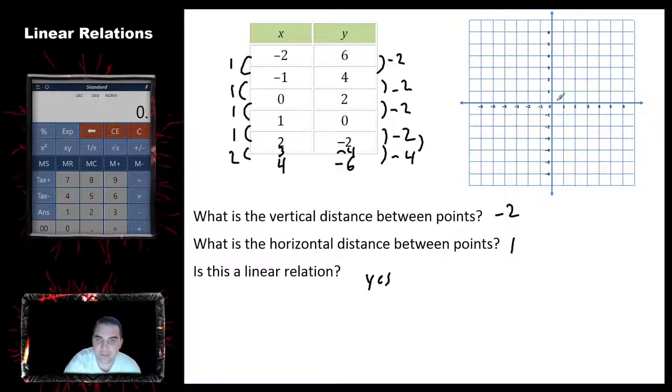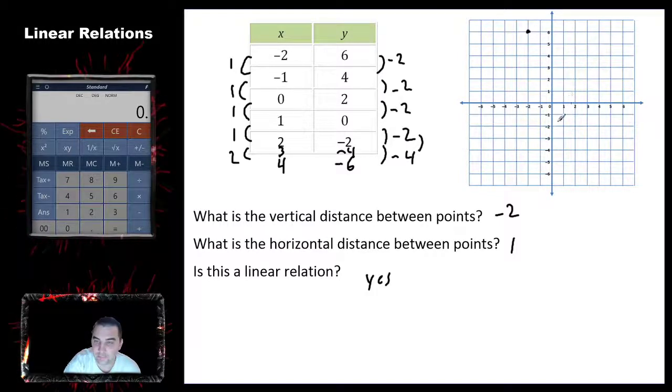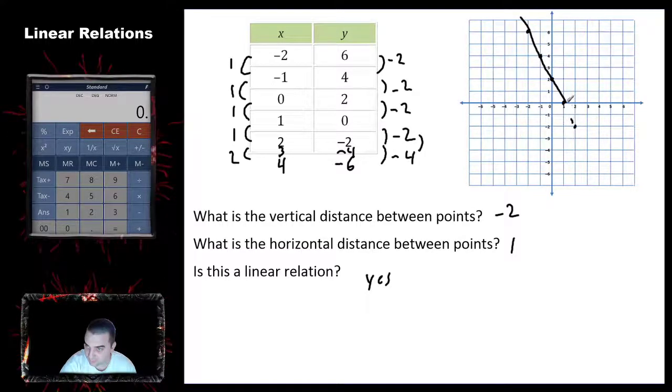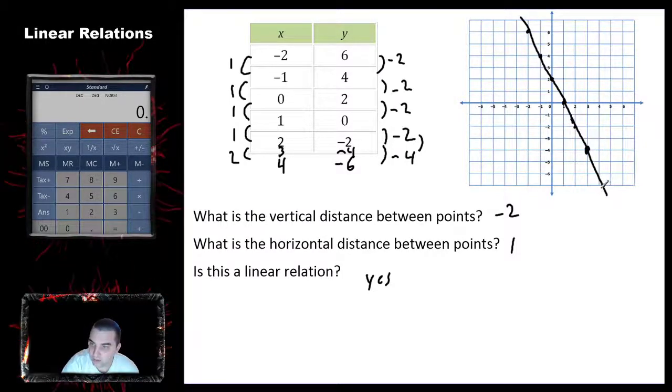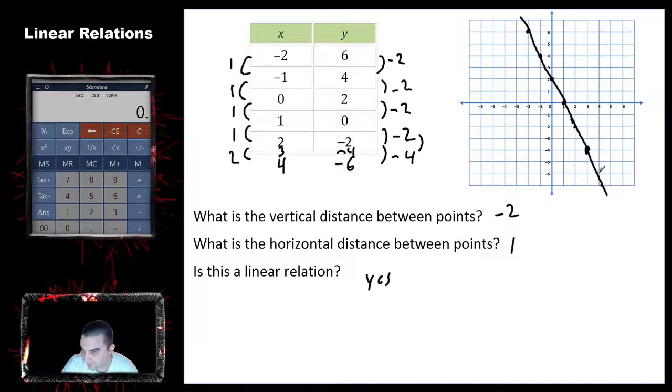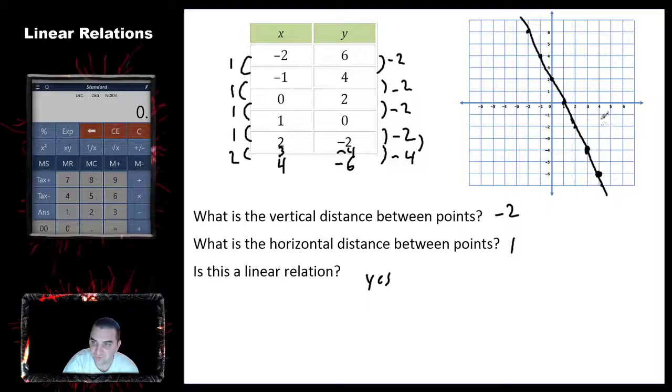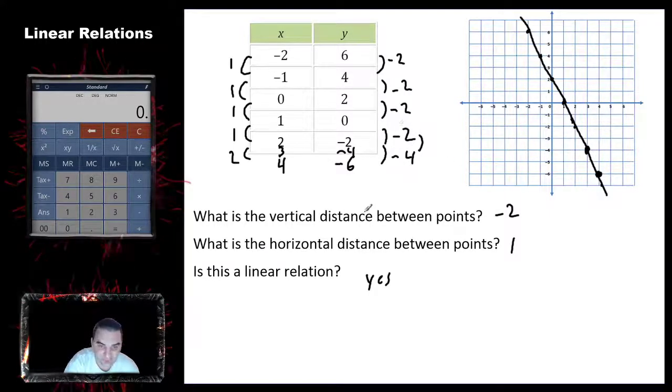So let's try graphing. Minus 2 and 6. So minus 2 and 6 is right here. And then minus 1 and 4. We have 0 and 2. We have 1 and 0. And minus 2. Okay? So we have this line that goes straight through these points. Hopefully my writing is a little easier to read this time. Okay. So we would expect a point here, and we would have expected a point, I guess, right here. Okay, and that would be 3 and minus 4, and 4 and minus 6 if it was continuing that trend.